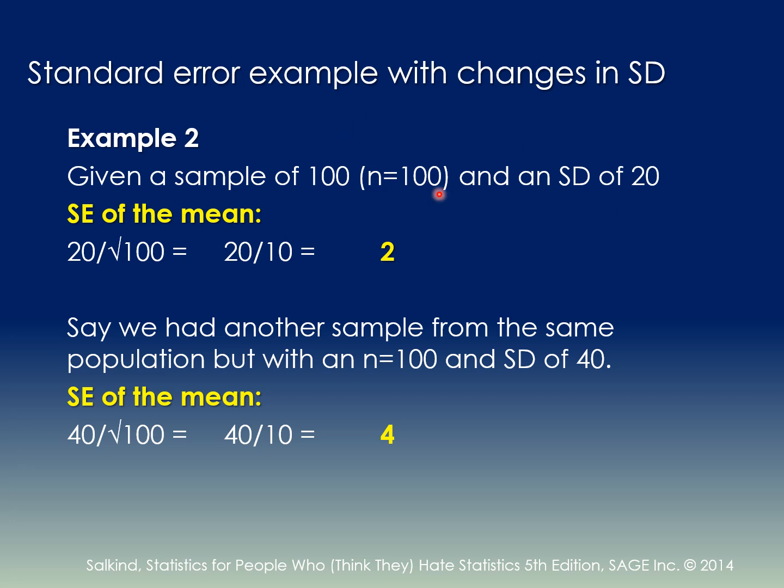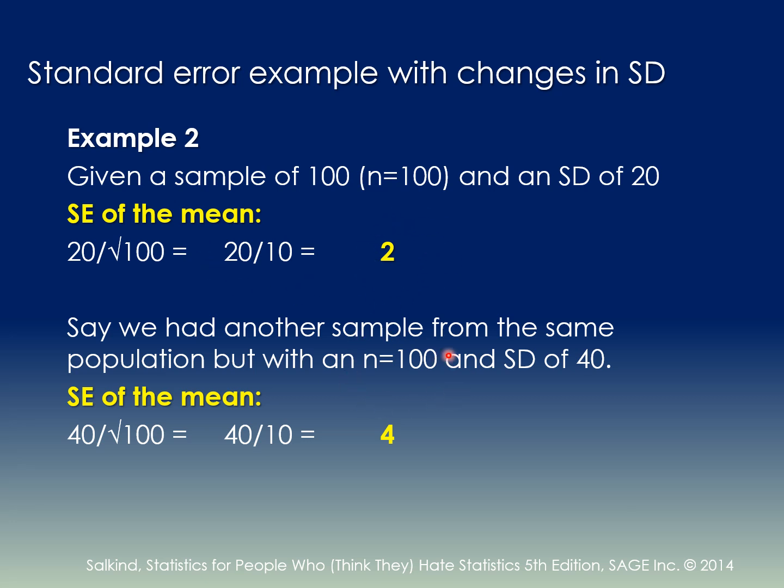So here's our first example. I've got a sample size of 100, and in the first example I've got a standard deviation of 20, and I want to calculate what the standard error of the mean is. That's pretty simple, right? I take the standard deviation, which is 20, and divide that by the square root of the sample size. Let's not forget about the square root thing. So the square root of 100 is 10. I use 100 to make things easier for doing math really quickly. And so 20 divided by 10 gives me a standard error of 2.